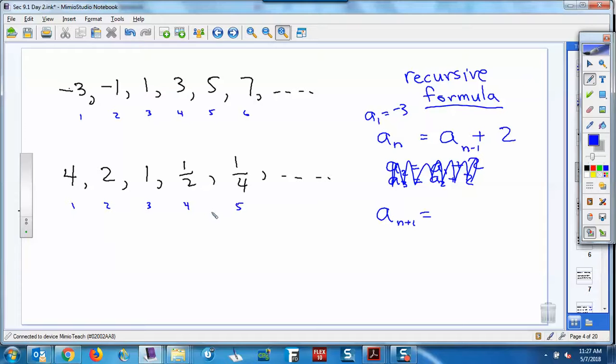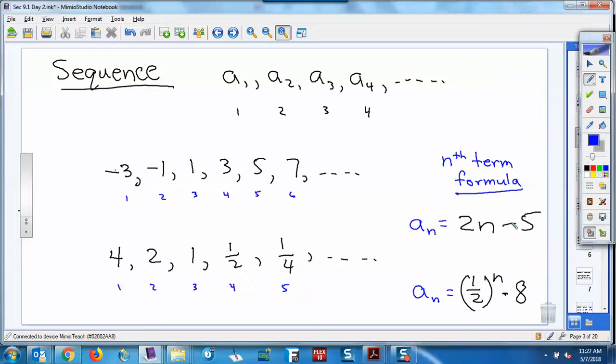What did we say? Multiplying by 1/2. So to get a certain term, you do what? 1/2 times the previous term. And since this is n plus 1, the previous term is n. That's the term before n plus 1. So this formula is just saying you're going to take each term times 1/2. To get a certain term, you take 1/2 times the previous term. That's it. Very easy to write.